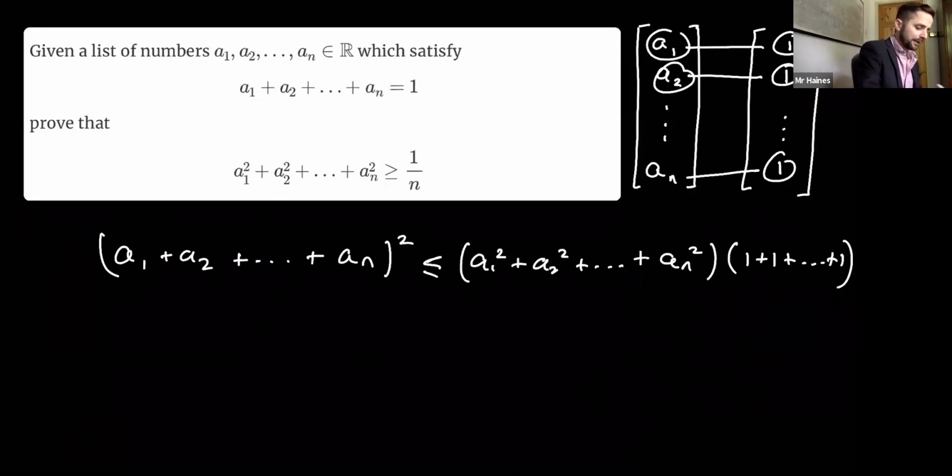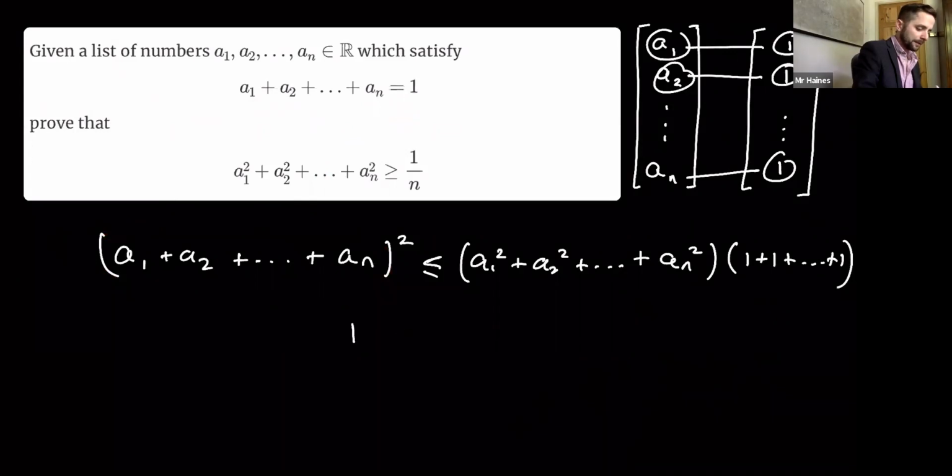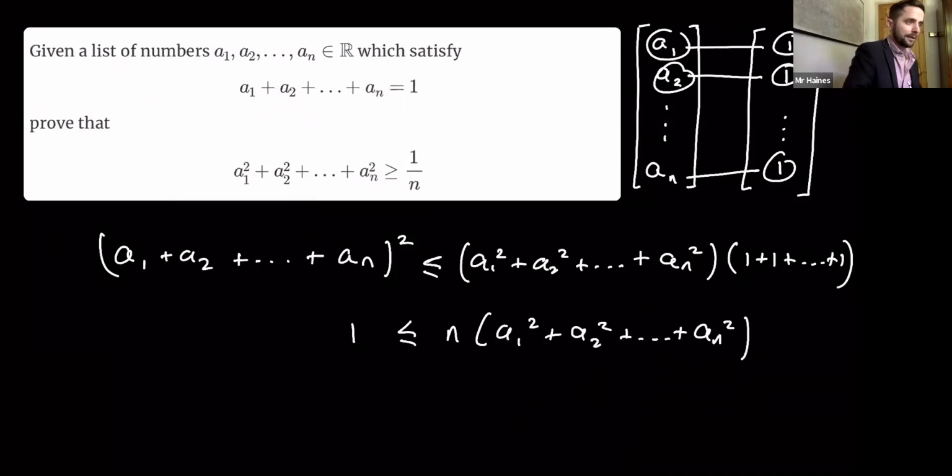So on the left side, let's not forget, the sum of these numbers is equal to 1. So this is 1 squared. And you're absolutely right, there are n many 1s here. So that's n times the sum of the squares. And the last thing to do, loads of you got that, that's really good. Last thing to do is just divide by this n. So 1 over n is smaller than or equal to the sum of the squares.